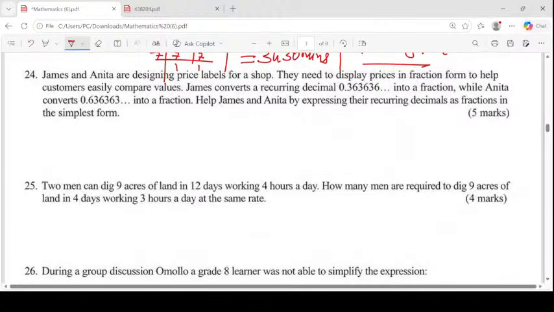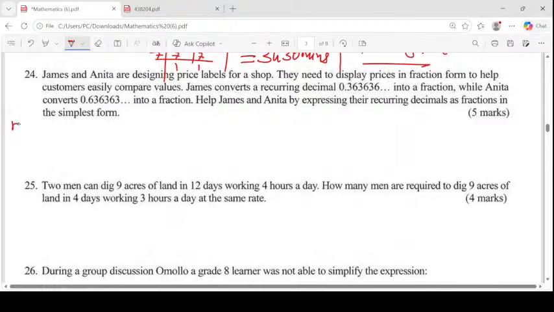Question number 24. James and Anita are designing price labels for a shop. They need to display the prices in fraction form to help customers easily compare the values. James converts a recurring decimal 0.363636 into a fraction, while Anita converts 0.636363 into a fraction. Help James and Anita by expressing their recurring decimals as fractions in the simplest form.